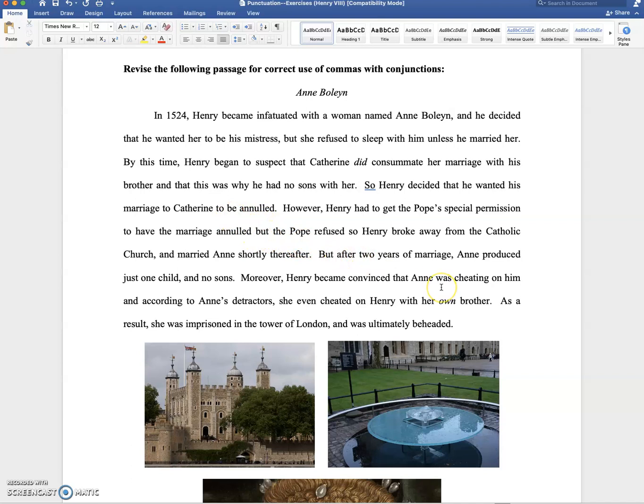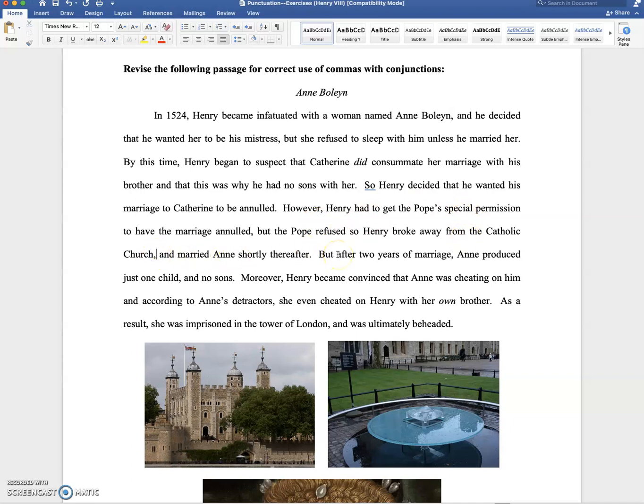After annulled and before but, we need a comma because both sides of that are independent, right? That's independent and that is. So therefore we need the comma in front of the but. All right, moving downward here.